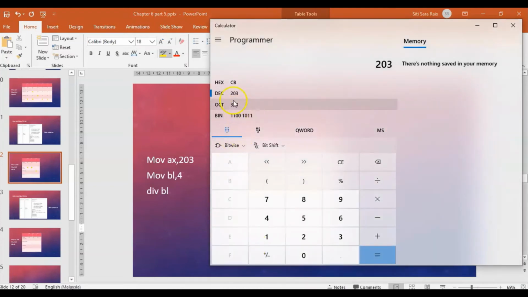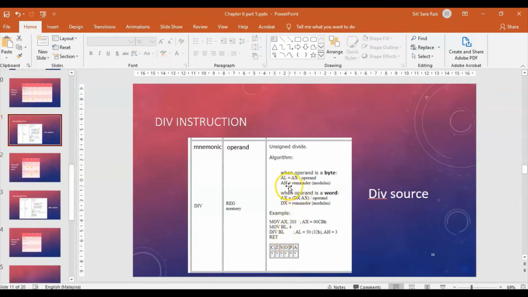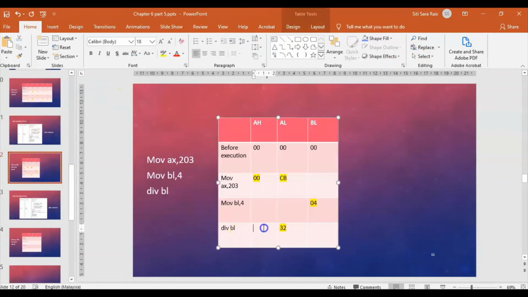50 in hexa is 32. This is 32, and the remainder is saved in AH, so AH will have 03. This is the quotient and this is the remainder. The rest is maintained. That is for the DIV instruction.